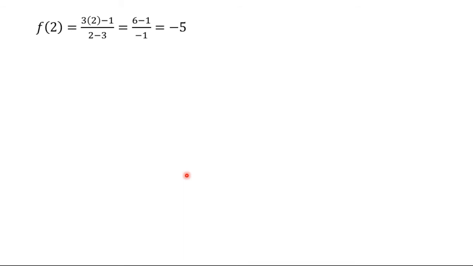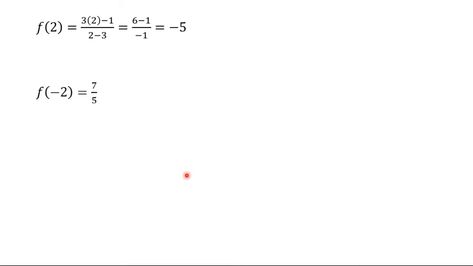Then you find the image of the next one, which is 2. So we are going to have 3 into bracket 2 minus 1 all over 2 minus 3 into bracket 6 minus 1 over minus 1, and that will give us minus 5. So to find the range, all you need to do is find the images of the elements in the domain. Then when you put all those images together, you have the range.